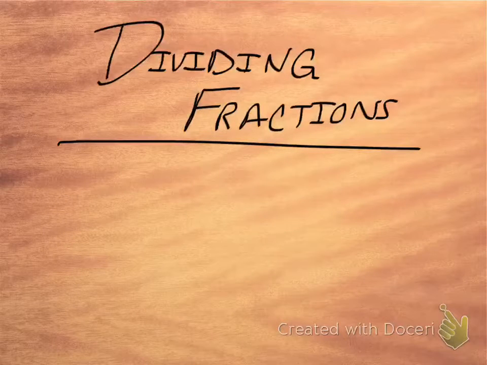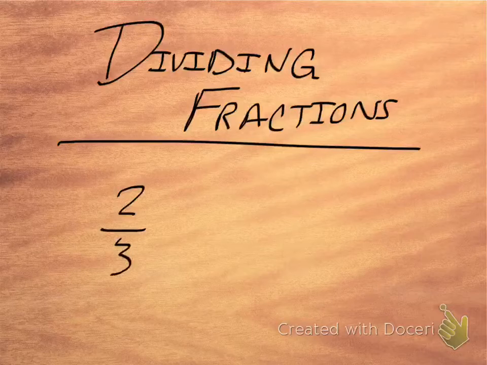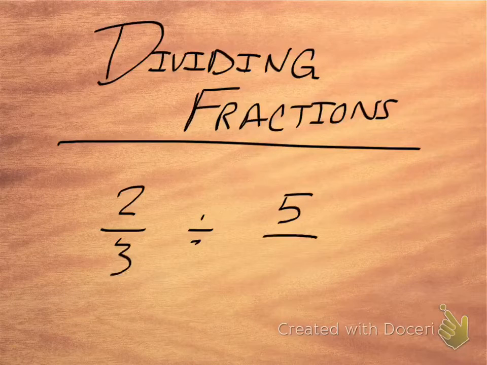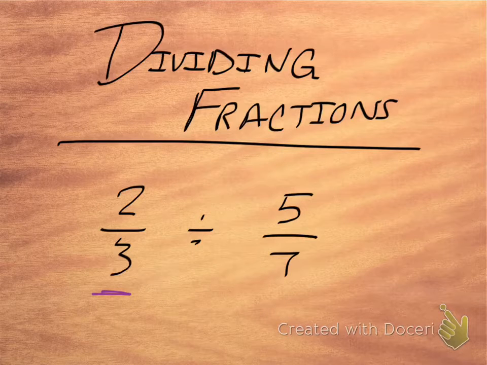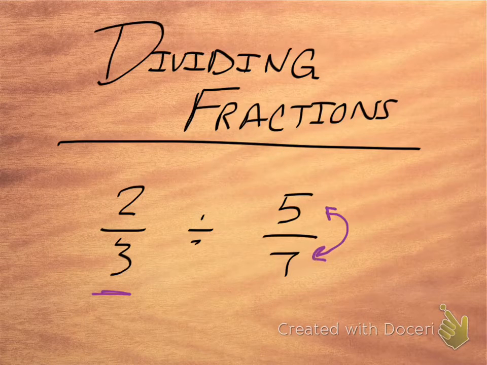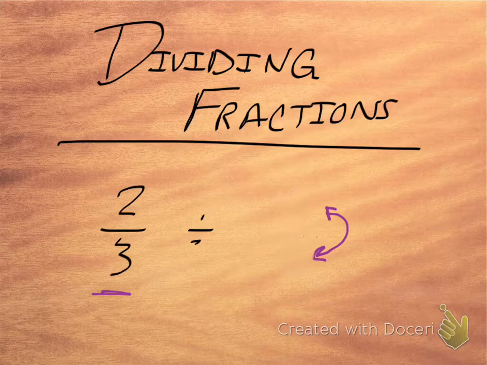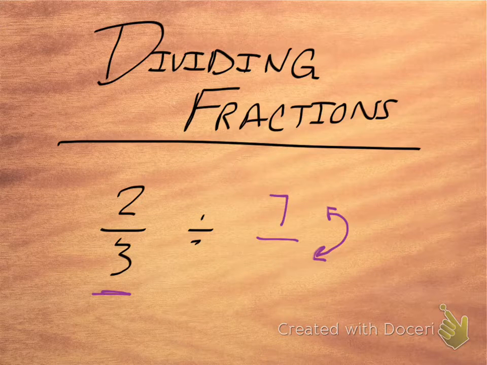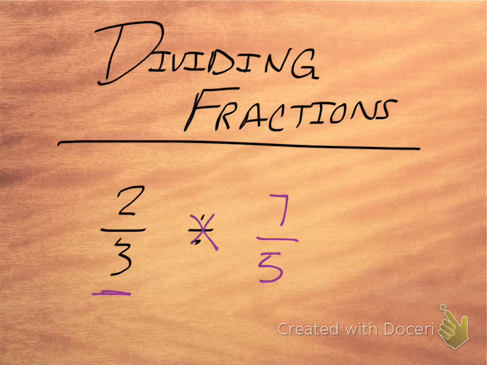Let's say that we have a problem like 2/3 divided by 5/7. All we need to do is we're going to skip our first fraction. We're going to flip our second fraction so it turns into 7/5. And then we are going to multiply instead of divide.